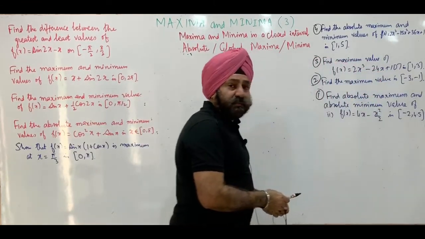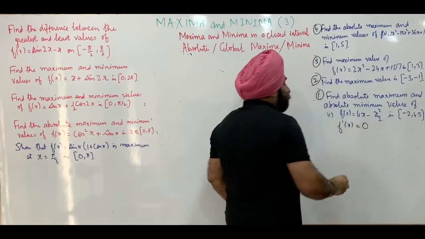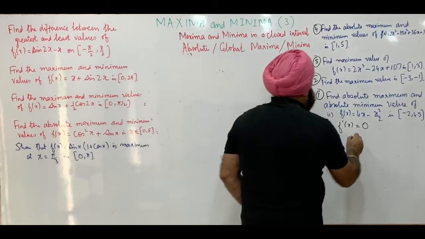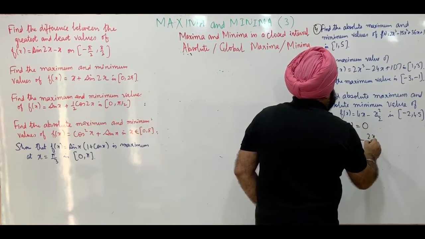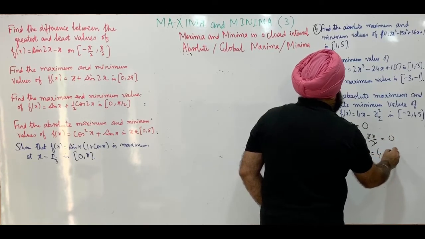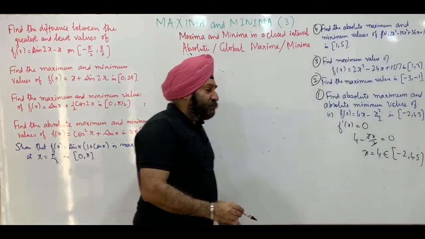So steps are the same. We find out first order derivative and equate to 0. This is the starting point for any question. (4 - 2x)/2 = 0. That's x = 4. 4 belongs to the interval. So this is the only critical point.